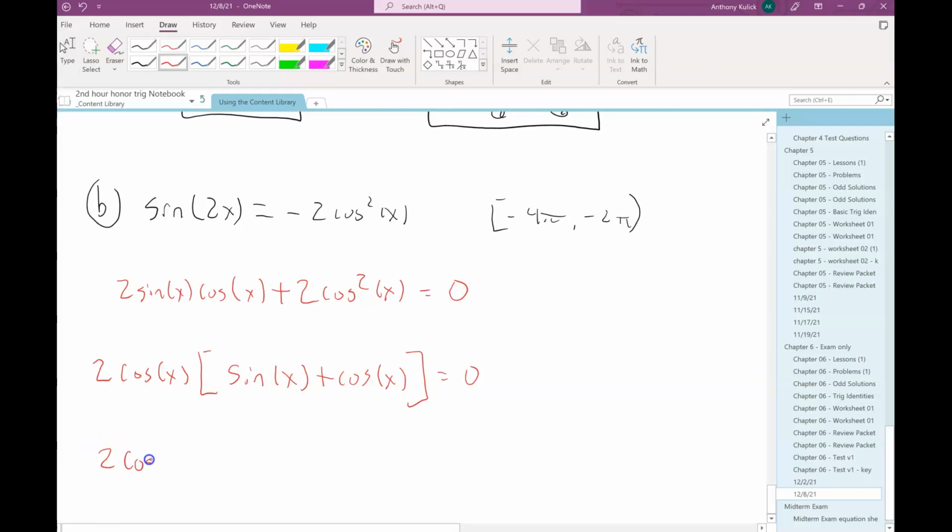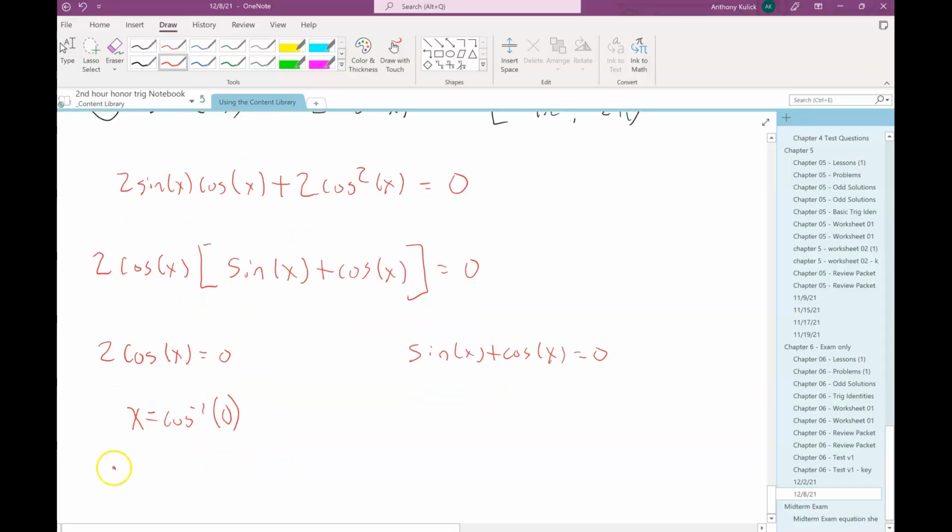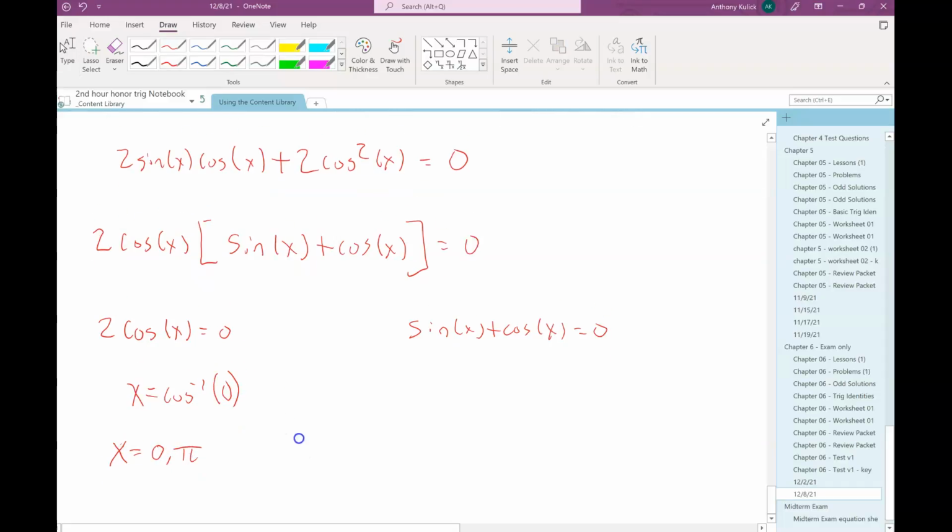I'm going to then set each of these factors equal to 0. So 2 cos x equals 0. Divide by 2. Doesn't do anything. So cosine inverse of 0 happens at 0 and at pi.